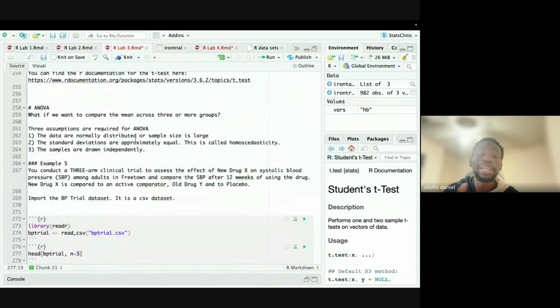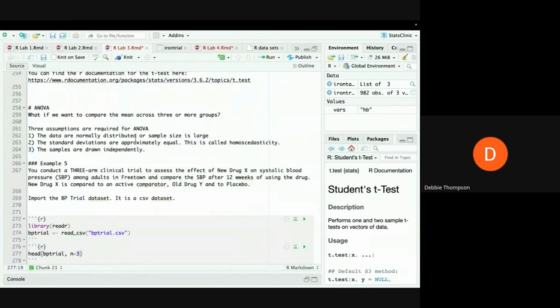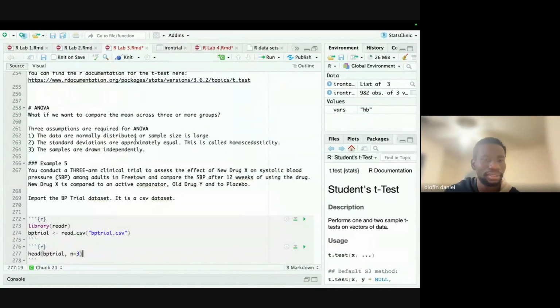When they say it's large enough, the cutoff for large enough is 30. Some say 50, but 30. So thank you.